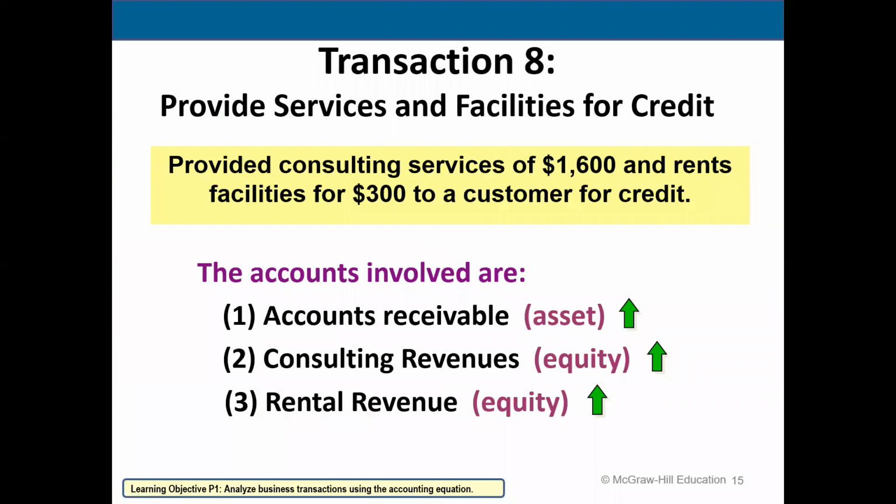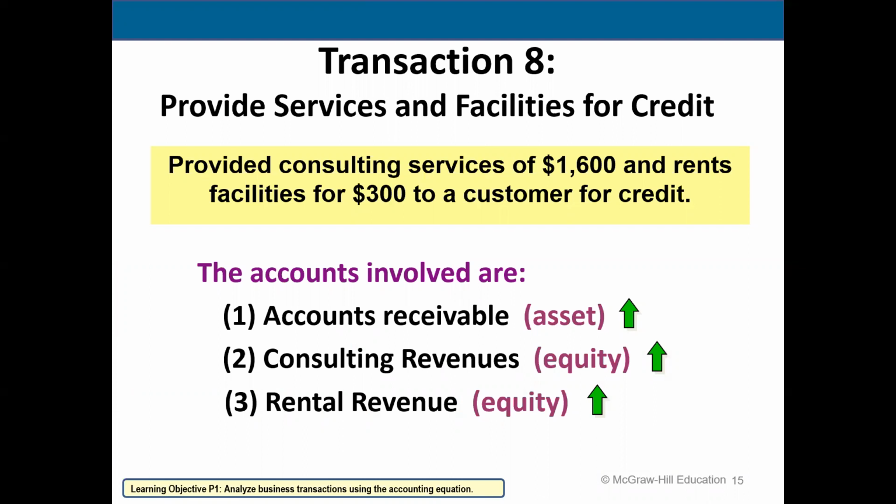Transaction 8, we provide services and facilities for credit. So this time we're doing some work, but we haven't yet received the money. Okay, so this is an interesting thing about revenue: we earn it when we do the work for it, or when we provide the services for it, not necessarily when we get paid.